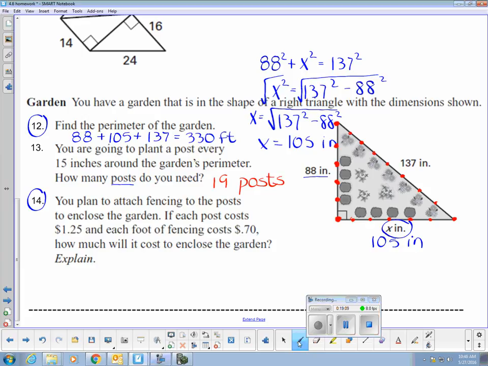So now I can answer question number 14. If each post costs $1.25 and there are 19 of them, 19 at $1.25, and then plus I need to buy fencing, which is 70 cents a foot, and altogether we needed 330 feet of fencing. So 330 feet at 70 cents a linear foot. Then we can find the grand total.